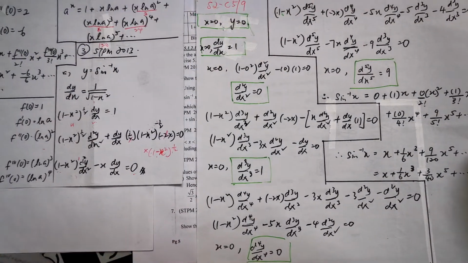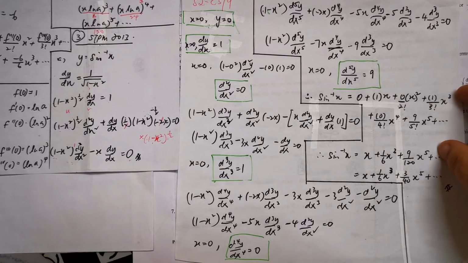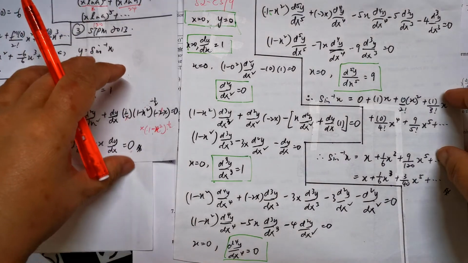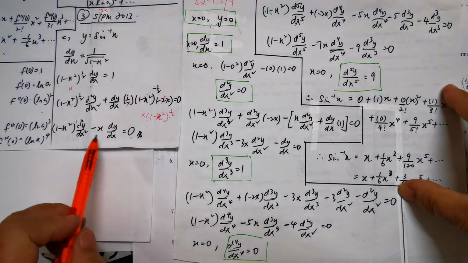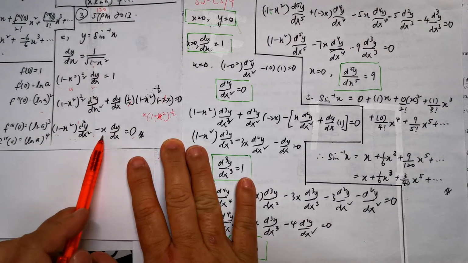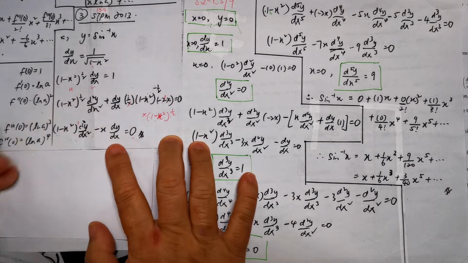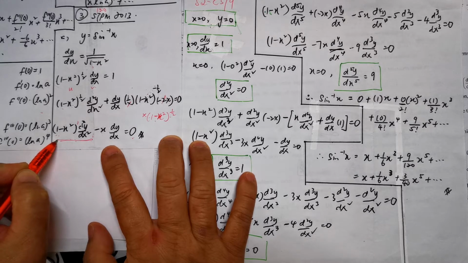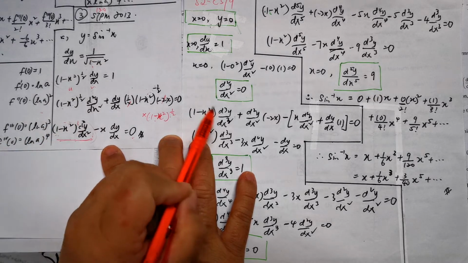Okay, we continue. So just now we already did up to the second derivative. So now from here we are going to differentiate again. It's not complicated. So this part, we differentiate this one first by using the product rule. So this is u, this is v.